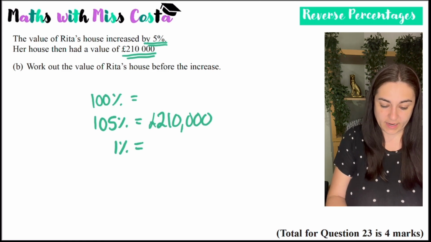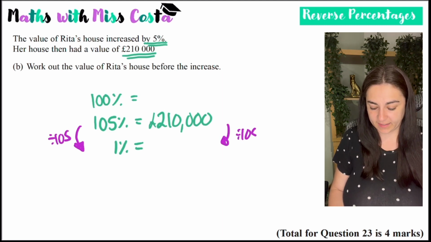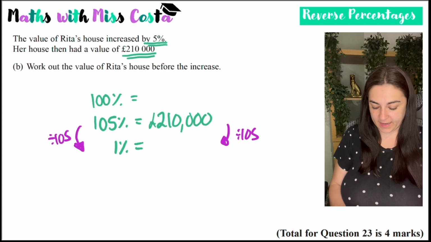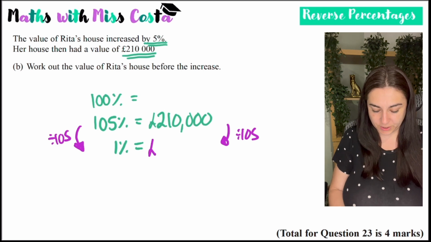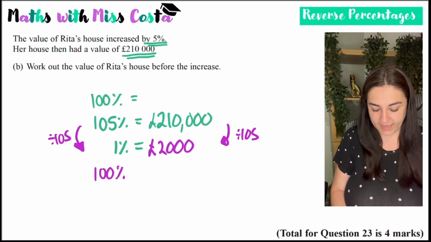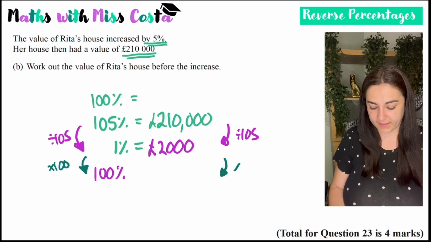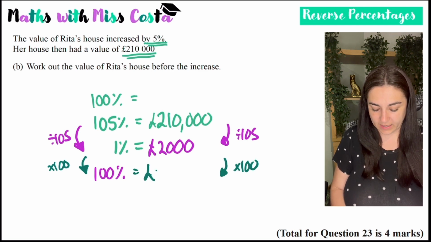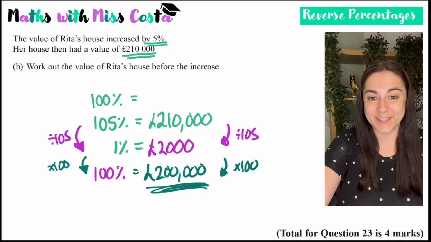So to get to 1 from 105, I have to divide by 105. So I do the same to this side here. So 210,000 divided by 105 is 2,000. So 1% is 2,000. And then to get to 100%, I multiply 1% by 100. So I have to do the same to the other side as well. So that would be 200,000. And that would be the value before the increase. And that's the end of the paper.